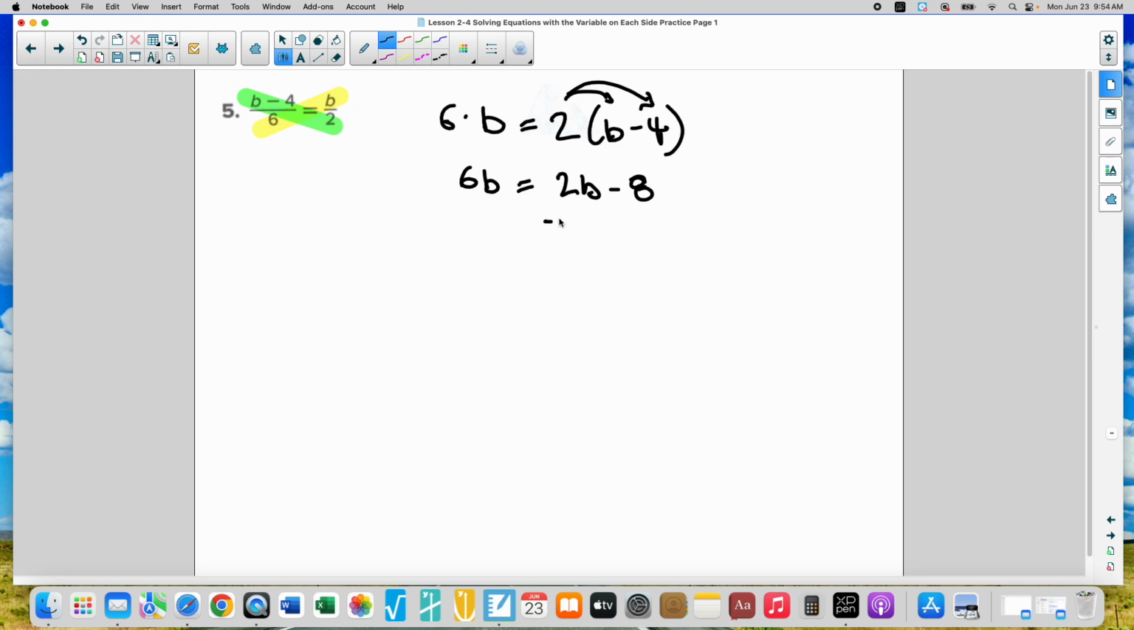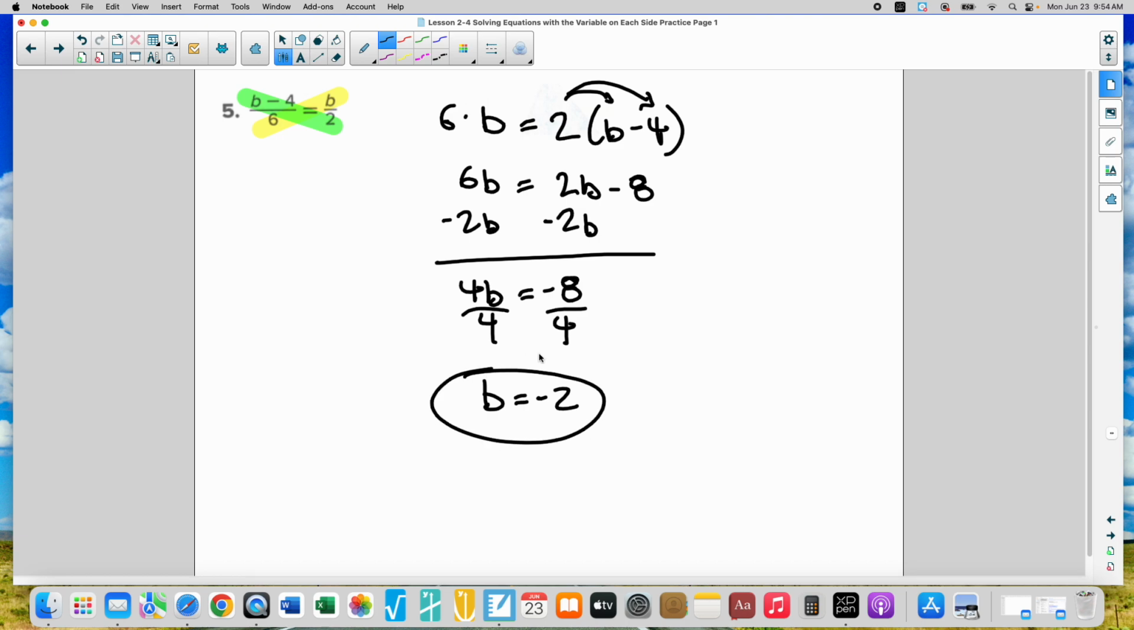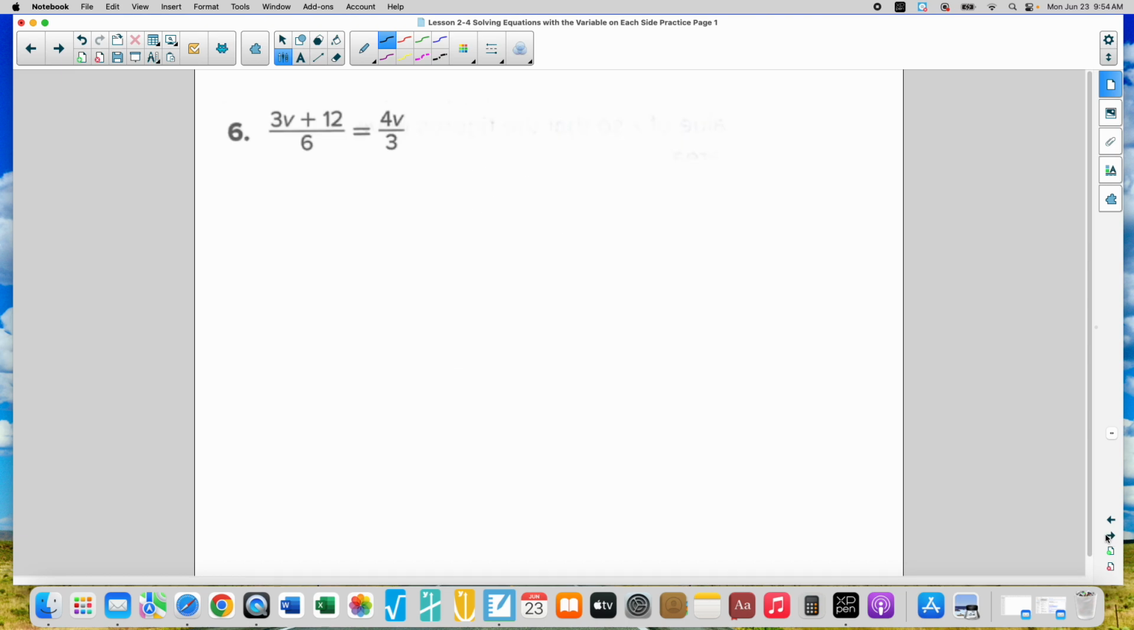Now we still have variables on both sides. So we're going to move the variables. 4b equals negative 8. Don't forget about that negative. Divide by 4. b equals negative 2. We again have this. So we are going to use the cross product, the easiest, nice, efficient way.